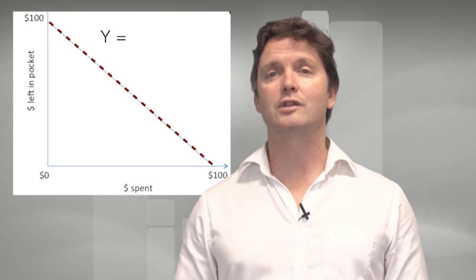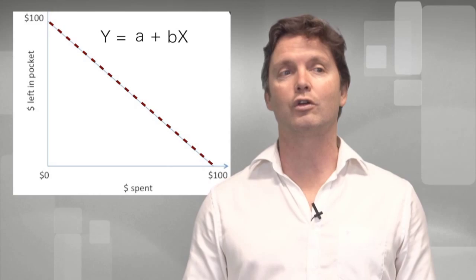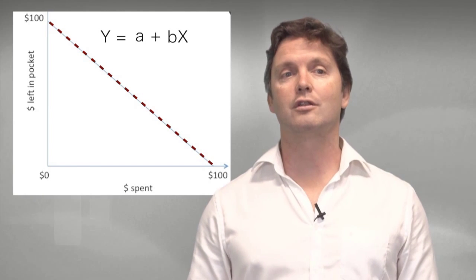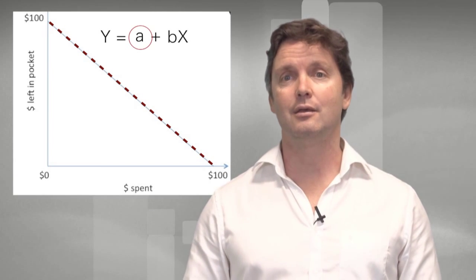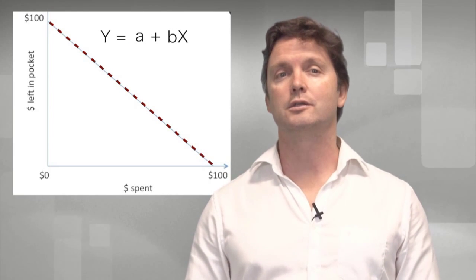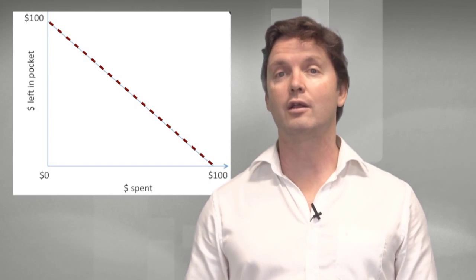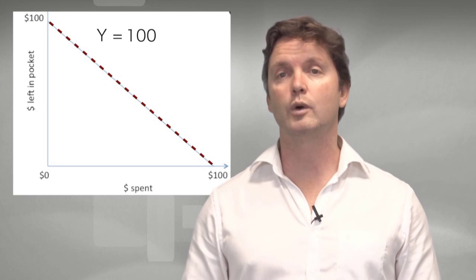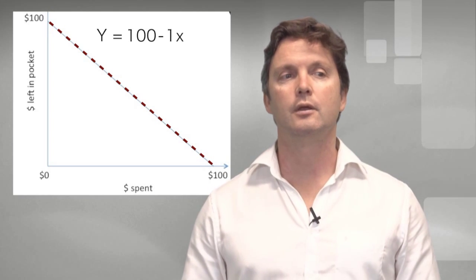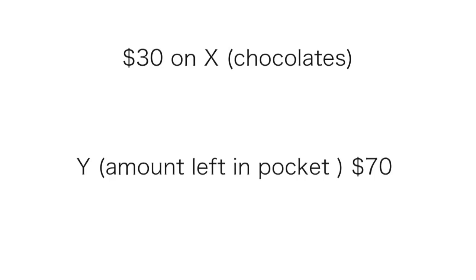So y equals a plus bx. When you don't spend any money on chocolates, in other words, at the intersection, we have $100 in the pocket, so the constant a is 100. For each dollar we spend, we lose $1 in the pocket, so the b value is -1. So the equation of the straight line is y equals 100 minus 1x. With that equation, I can estimate that if I spend $30 on x, on chocolates, then y, the amount left in my pocket, is $70.